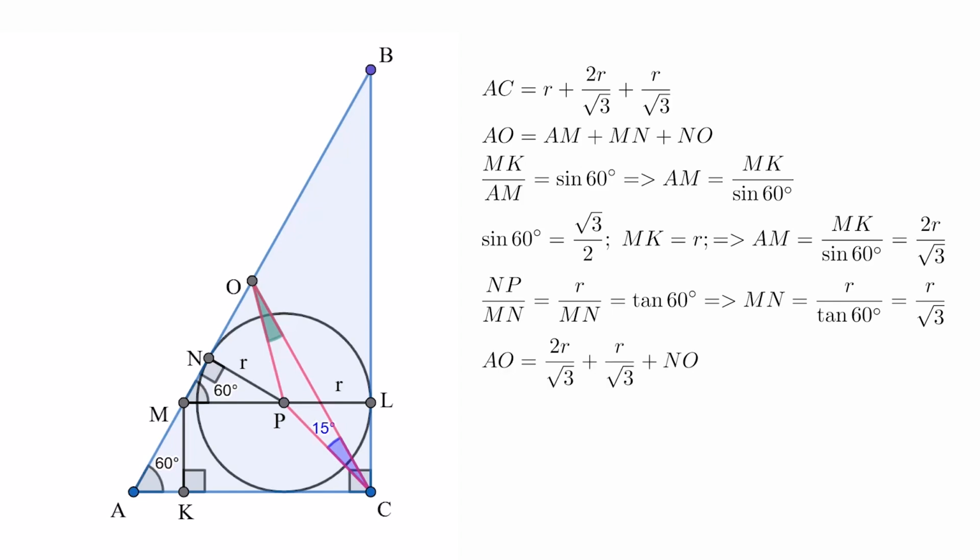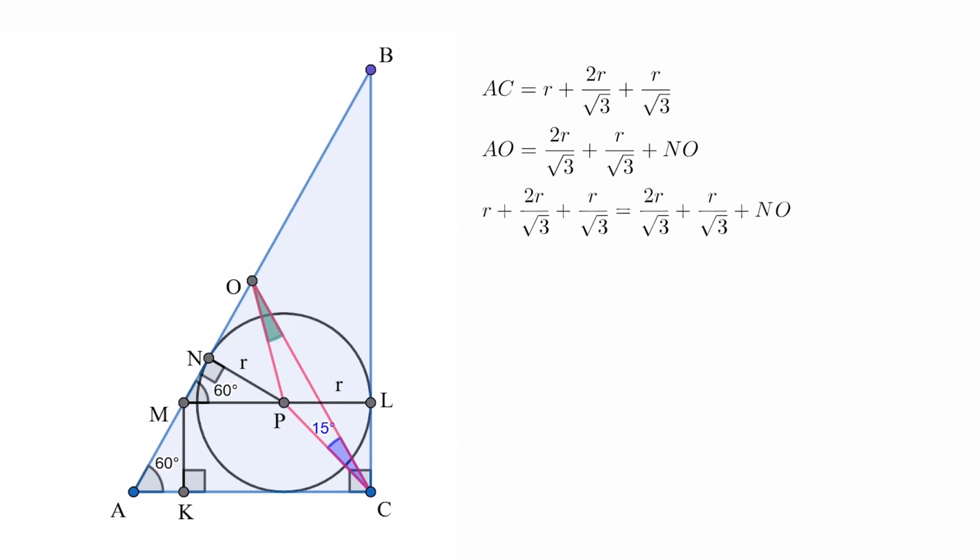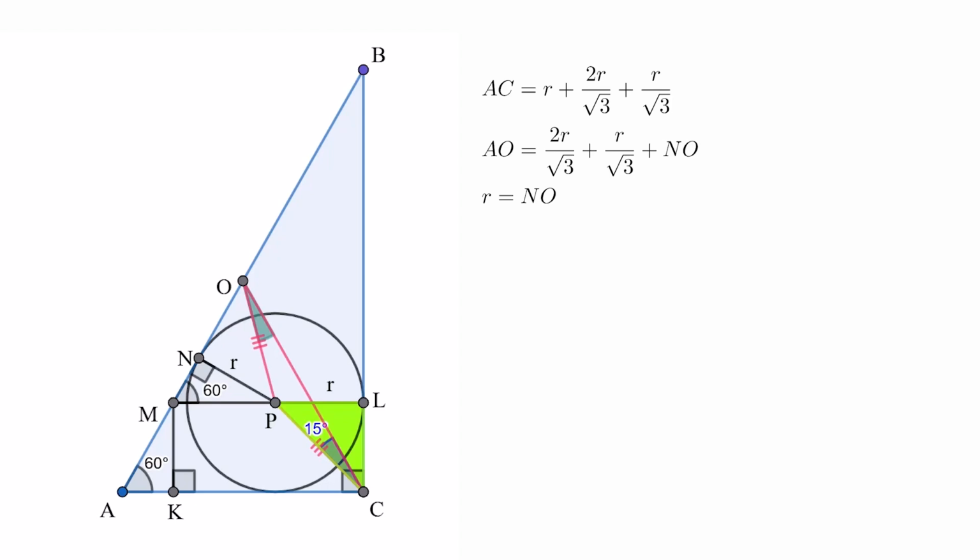Earlier, we proved that triangle AOC is equilateral, so AC equals AO. Since we have expressed both in terms of r, we obtain an identity. Simplifying it, we find that NO equals r. Now consider two right triangles, ONP and PLC. Their corresponding legs are equal, and each equals r. Therefore, their hypotenuses are equal as well.